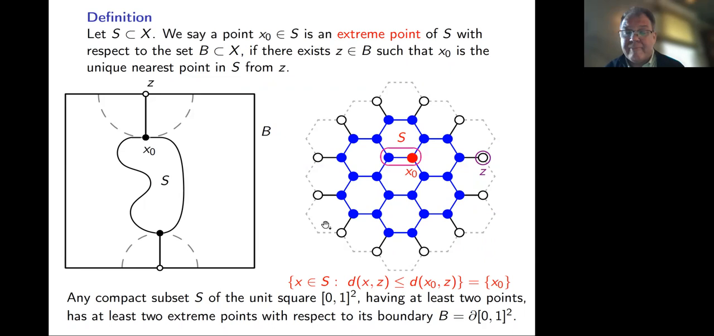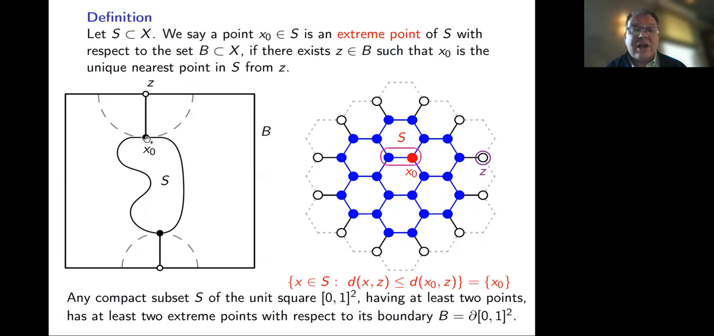So the motivation for this comes from this type of picture. If we have a square in the plane, and then we take any closed set in the square, and B is the boundary, this set S here has a highest point. And the highest point has the property that if you go straight up to Z, then the intersection of this ball, having this radius, that is the distance from Z to X0, contains only a single point, because this X0 was the highest point. So in this case, we see that X0, the highest point, is an extreme point.